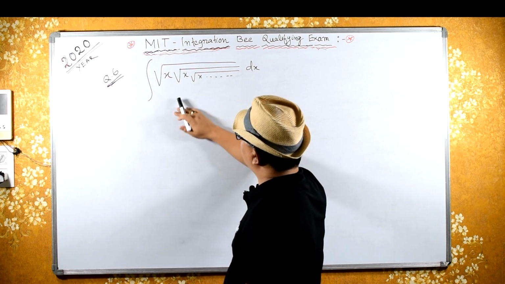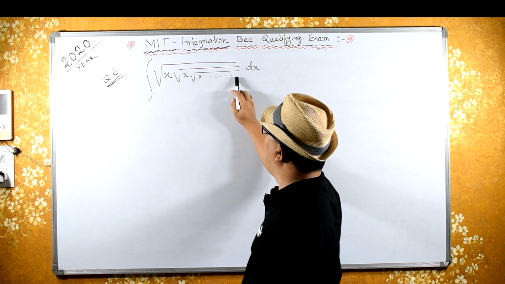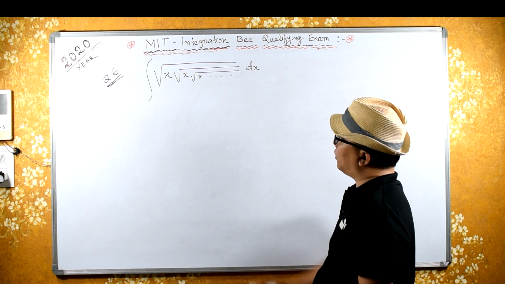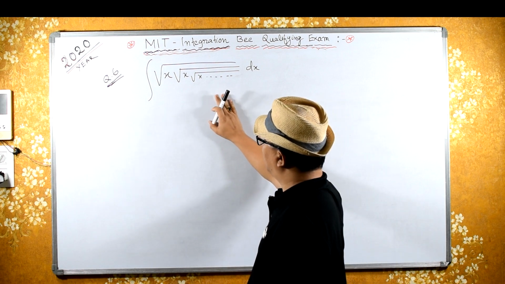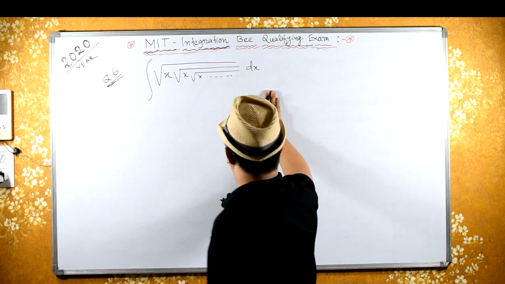Now the integration is square root of x, after that square root of x, after that square root of x, up to infinity, dx. Okay. Now there are two or three ways to solve this. So let's solve first with the shortest way.